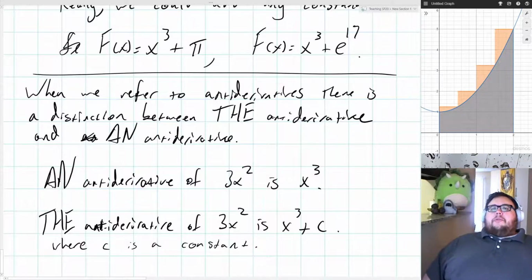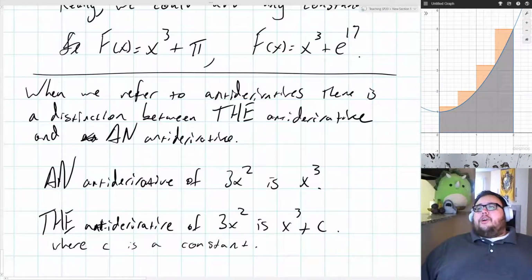Okay, so when we refer to an antiderivative, we're referring to any function that when we take its derivative, we get back the function we started with. When we refer to the antiderivative, we need to refer to the entire family of functions. Okay.